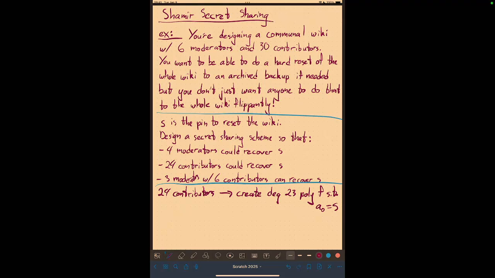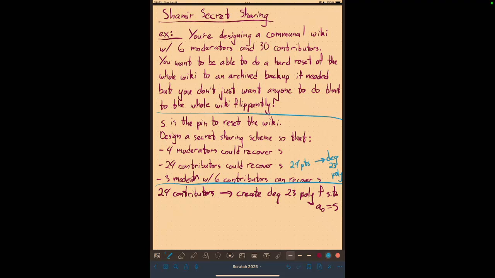So what happens here? If this is the case, then everything works as before. There's 30 contributors, but 24 of them come together. They uniquely define a degree 23 polynomial, and you can recover s. So certainly, for this case, 24 points does give you a degree 23 polynomial.